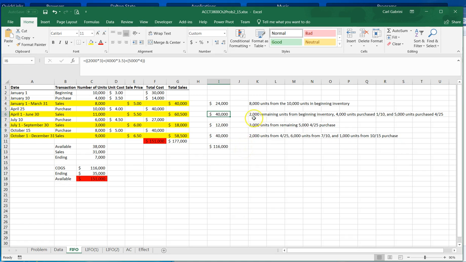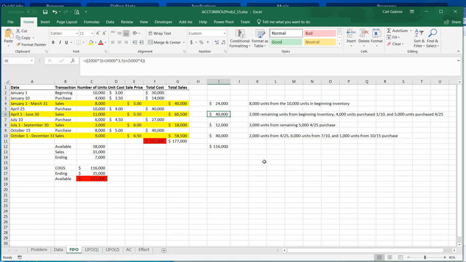And so where did that come from? Well, it was the 2,000 remaining units from the beginning inventory. Remember, we started off with 10,000 in beginning. We sold in the first quarter 8,000 units, and we took those out of the beginning inventory. So that reduced that from 10,000 down to 2,000. So now we've used up that additional 2,000.